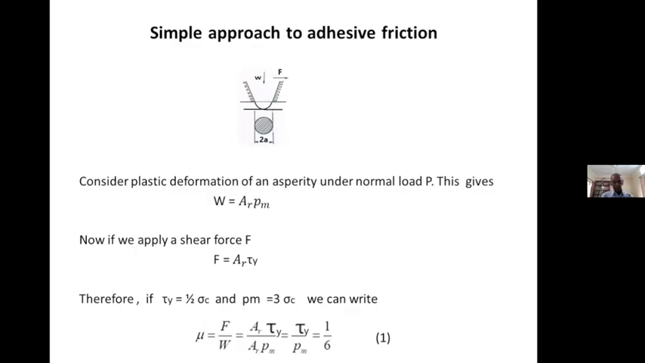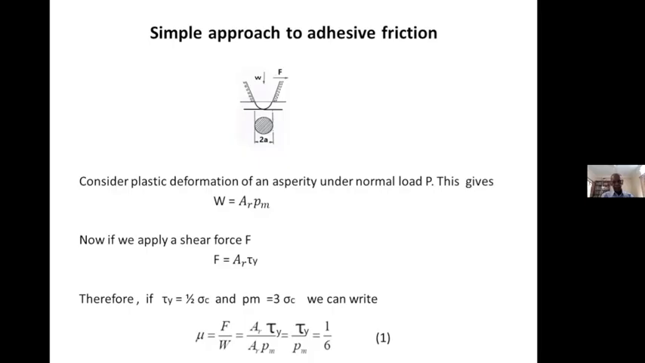So in a very simplistic way, we divide F by W and we get mu, the coefficient of friction. And substituting the above two equations, we get AR tau y divided by AR PM. And then that gives us tau y by PM. And in most ductile materials, shear yield stress is half the compressive or tensile yield stress, sigma c, so tau y is equal to half sigma c.